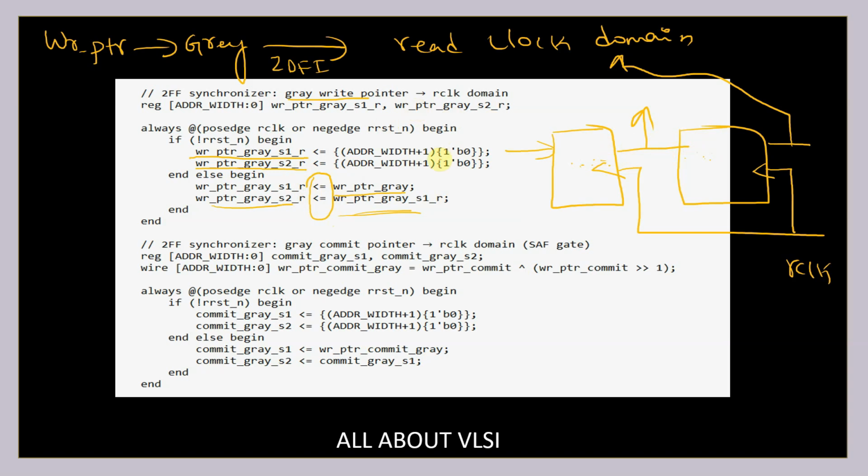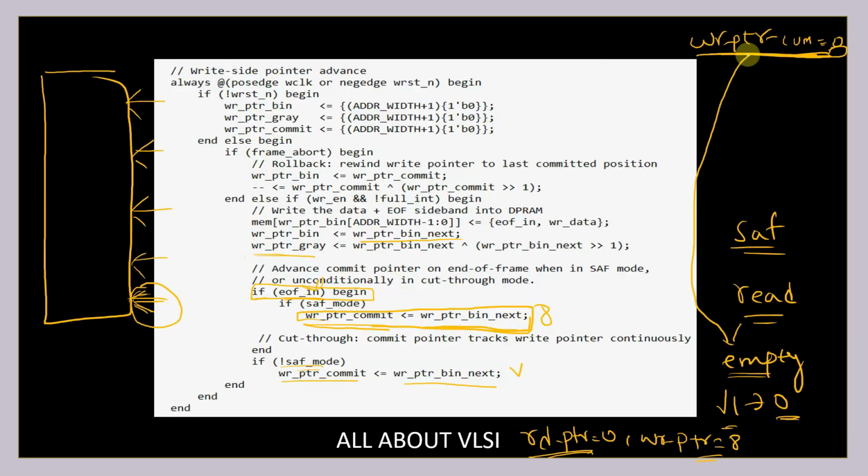Now similarly, I should have one more 2 D flip-flop synchronizer for sending my gray commit pointer. So I have the gray commit pointer which was being sent from this particular write clock domain to read clock domain, right? So this can also not be sent directly. You should basically convert this into gray, and you should send it. Okay, so how are you going to send it?